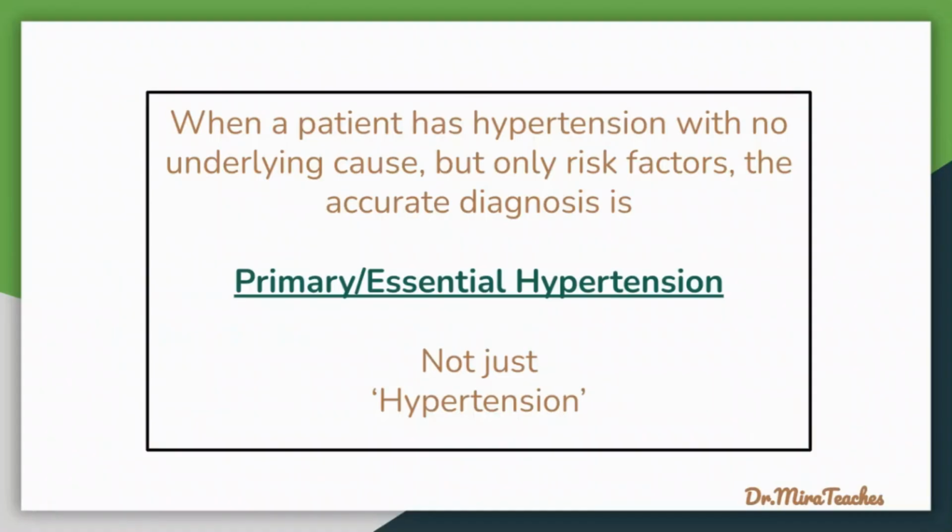And remember that when you write your diagnosis for hypertension, don't just write hypertension. Write primary or essential hypertension because we didn't find an underlying cause. We just know that there were risk factors. So always in your history, after you are done clerking your patients, write primary or essential hypertension. Don't just write hypertension. Are you dealing with secondary or primary?